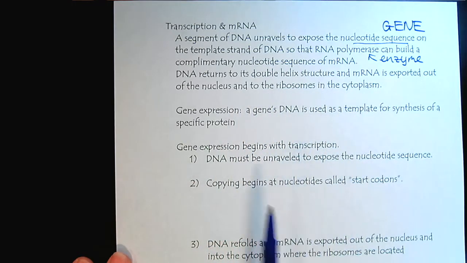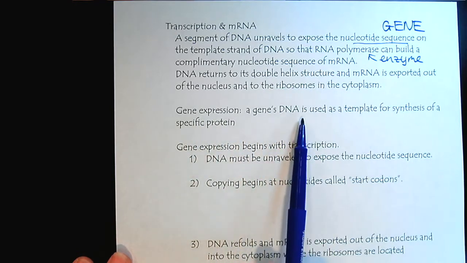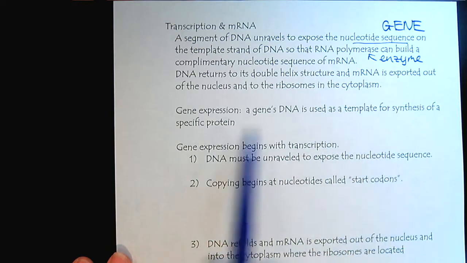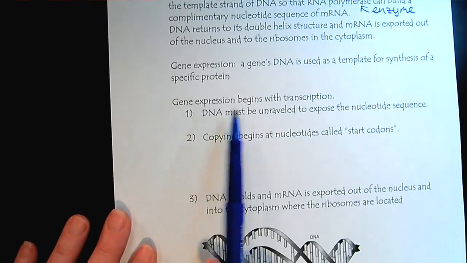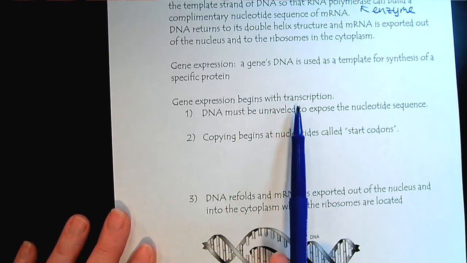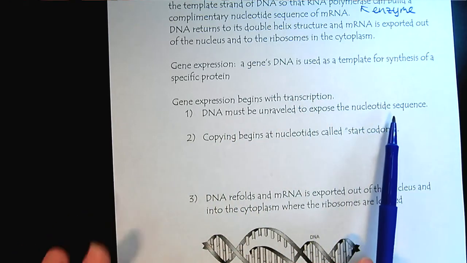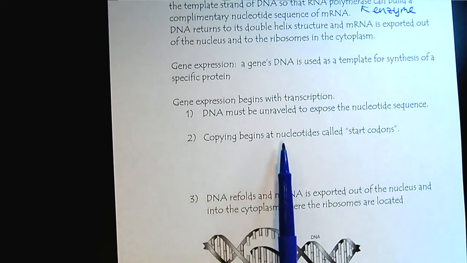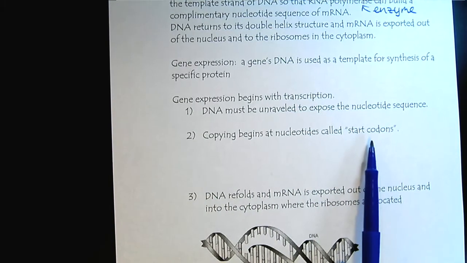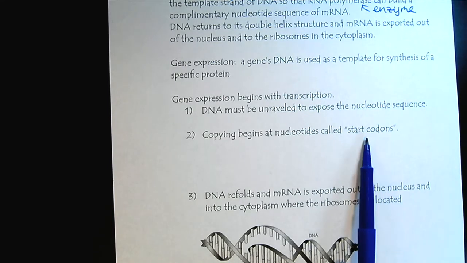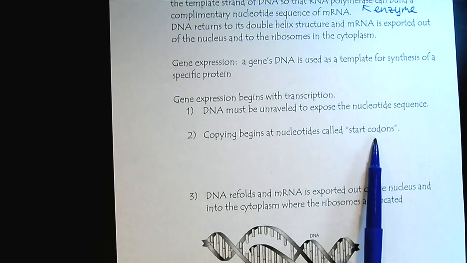So remember, gene expression is when a gene's DNA is used as a template for the synthesis of a specific protein. So gene expression begins with transcription. DNA must be unraveled to expose the nucleotide sequence, and then the copying begins at the nucleotides. And so there are codons, patterns of nucleotides that signal where a sequence starts and stops.